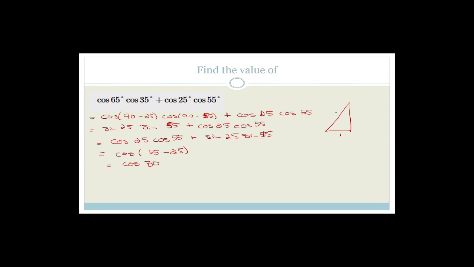Okay, and it's going to be 1, 2, root 3. So cos of 30 is going to be adjacent over hypotenuse, which is root 3 over 2. There you go. So it doesn't matter which way you go, you're going to get to the same answer.